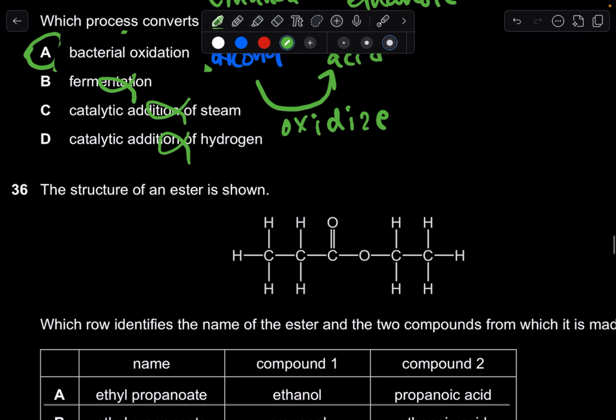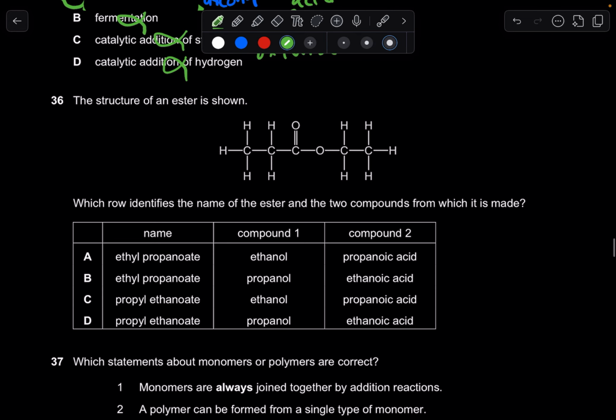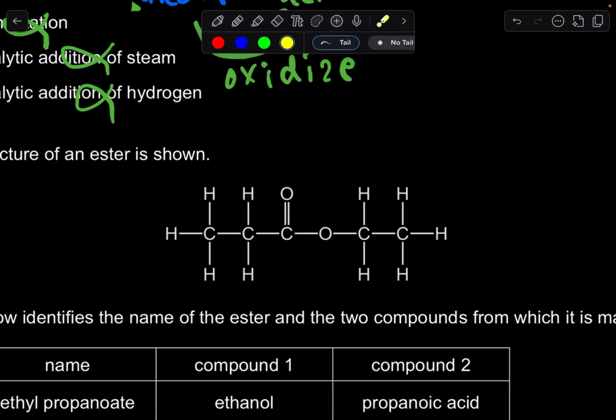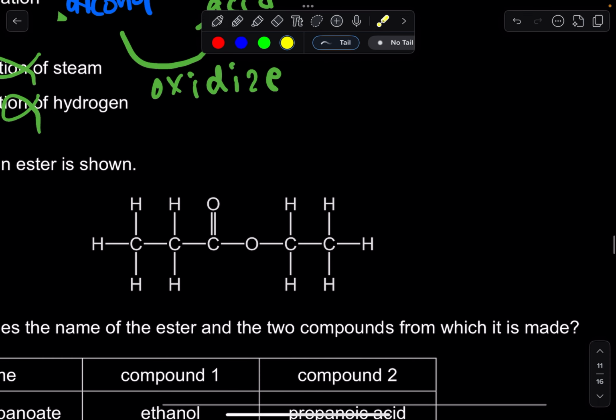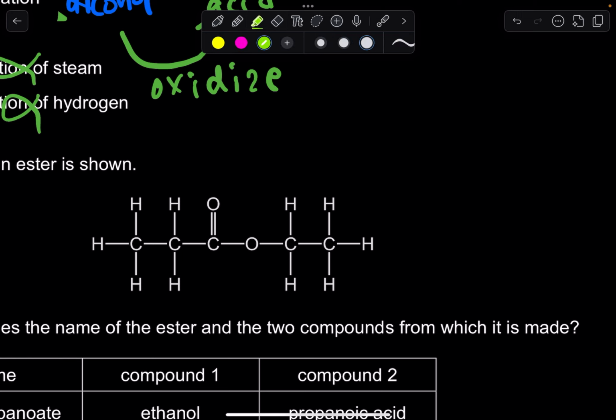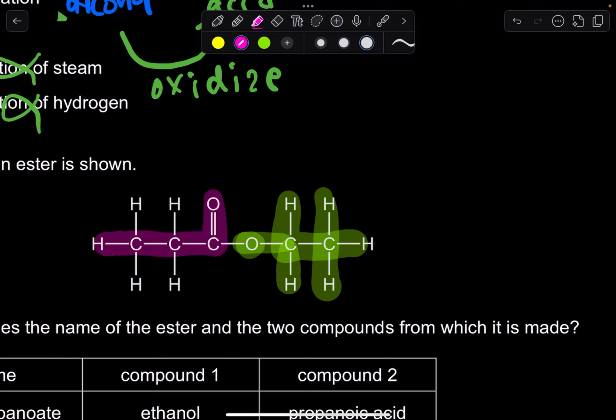The structure of an ester is shown. Okay, this is the ester, and the question asks which identifies the number of esters and the 2 compounds from which it is made, which identifies the name of the ester. Okay, what is this part showing us about this ester? This part is showing us the alcohol that is used. Why is this part showing me the alcohol? Because over here I have this O, so this is the alcohol, and this part is showing me the acid that was used.